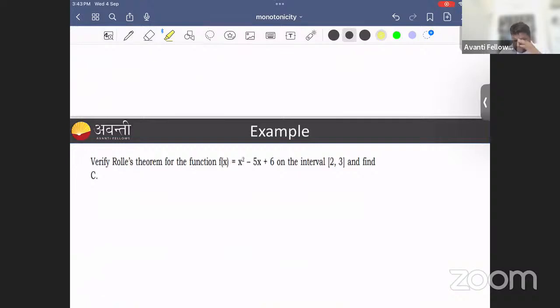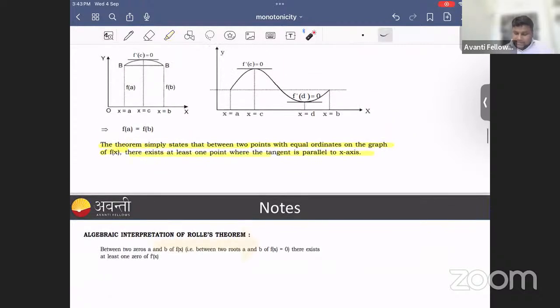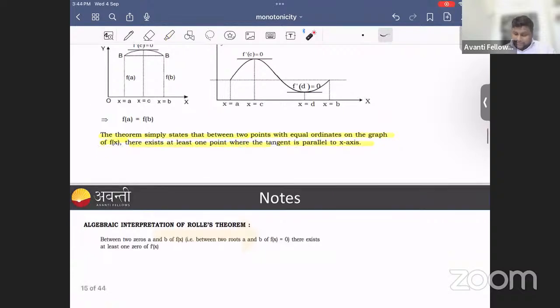Now see a very simple example. Verify Rolle's theorem for the function in the interval 2 to 3. Last line is simply this. The theorem simply states that between 2 points with equal coordinates on the graph of f(x), there exists at least one point where the tangent is parallel to the x-axis.